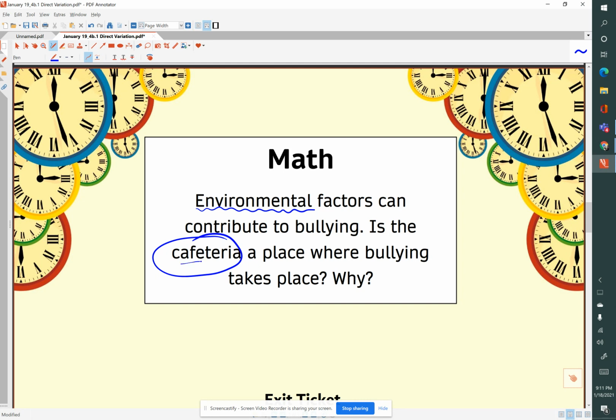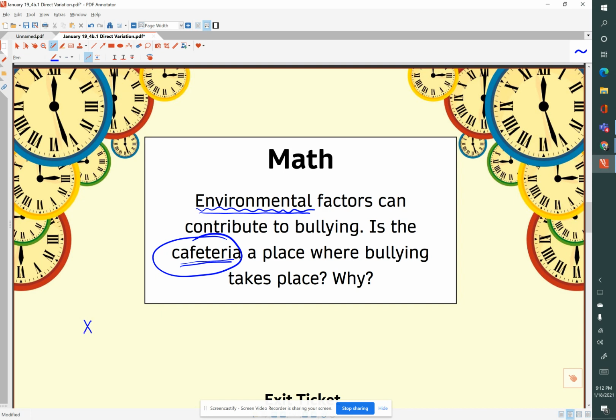And how does the cafeteria contribute to that? Do you think that because certain teachers are not present, or because there are more students there? Why do you think the cafeteria might be a place where bullying takes place? And what are those factors? And when we think about it in terms of the environment, it helps us to understand it a little better. And if you're someone doing that, think about your behavior and think about how the environment contributes.